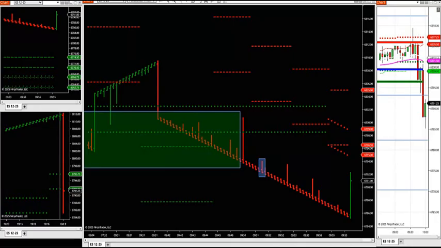Almost caught the low. Look at that. Almost caught the low. There's your first target. There's your second target zone. There's your entry. So what's the next entry?